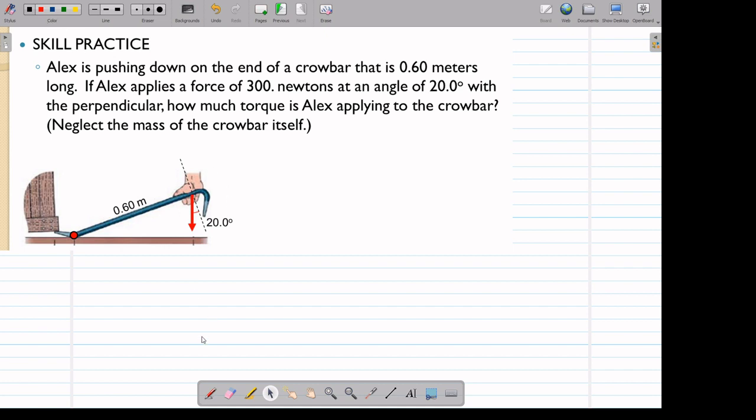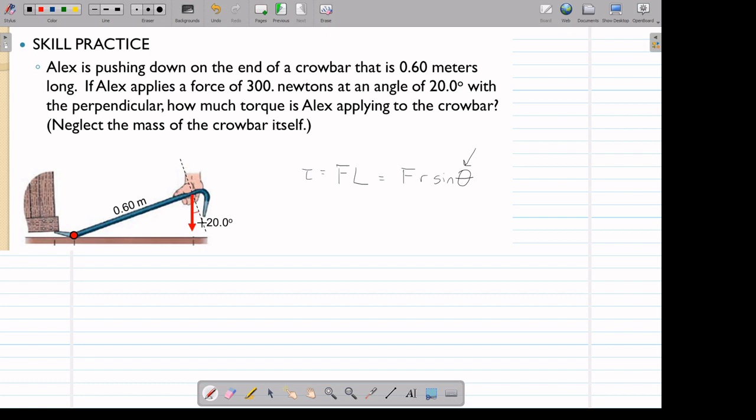All right, first things first, the formula for torque. Torque is equal to the applied force multiplied by the lever arm, or the applied force multiplied by the radius of rotation multiplied by the sine of the angle theta. So we'll start out by figuring out what this angle theta is. Well, it's not 20 degrees. That's kind of a misleading bit of information.